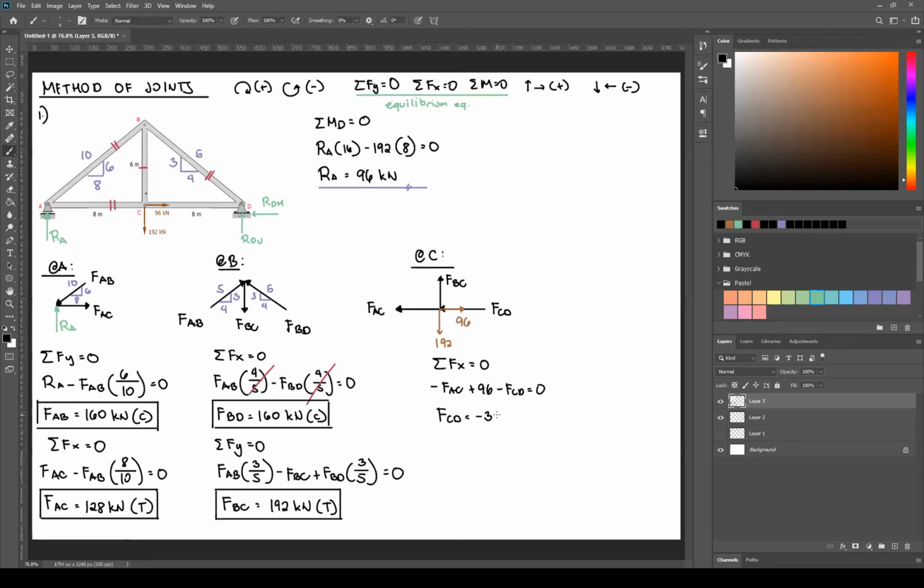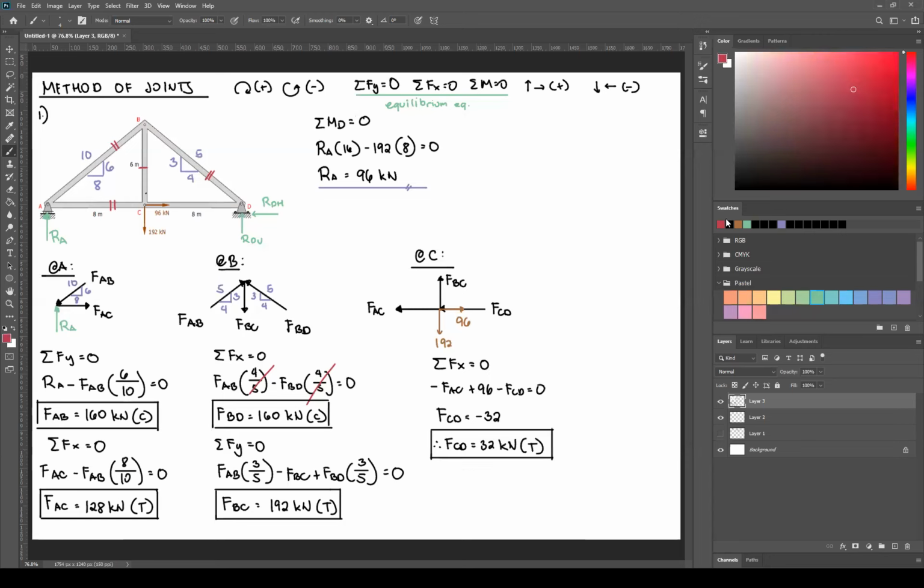It's negative 32. That negative just means I made an incorrect assumption in direction, so you should correct that in your final answer. FCD is 32 kilonewton. Initially, I assumed this as compression since it's towards the joint. That's incorrect, so your final answer should be the opposite, which is tension.